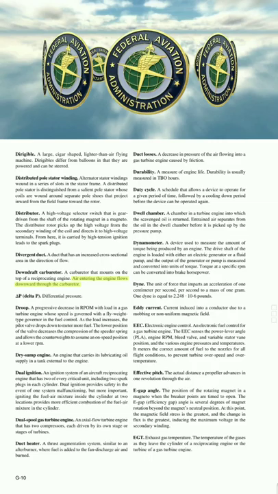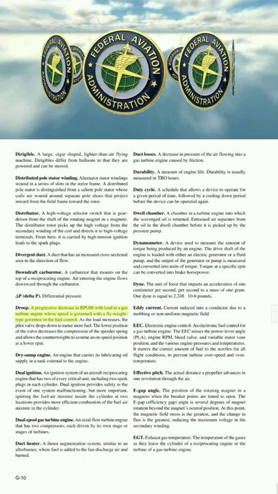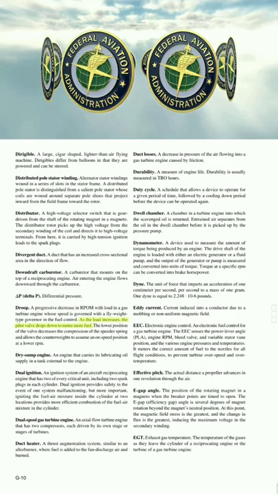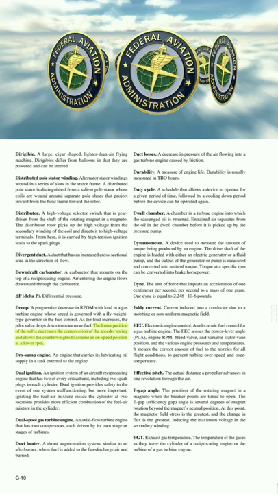A progressive decrease in RPM with load in a gas turbine engine whose speed is governed with a flyweight type governor in the fuel control. As the load increases, the pilot valve drops down to meter more fuel. The lower position of the valve decreases the compression of the speeder spring, and allows the counterweights to assume a non-speed position at a lower RPM.